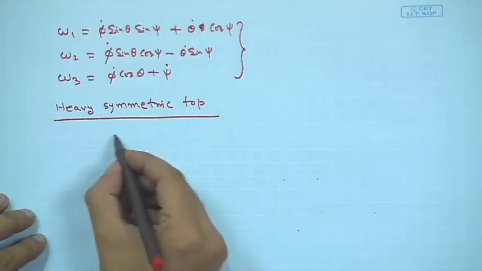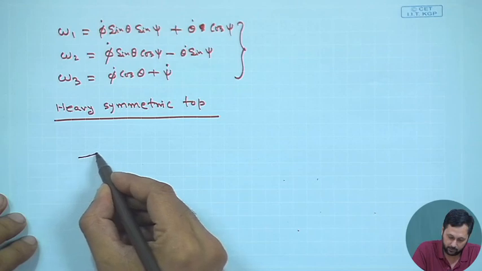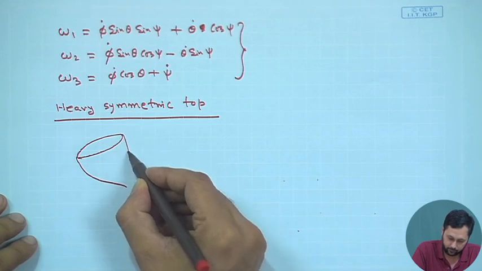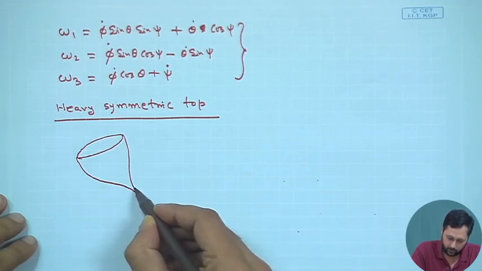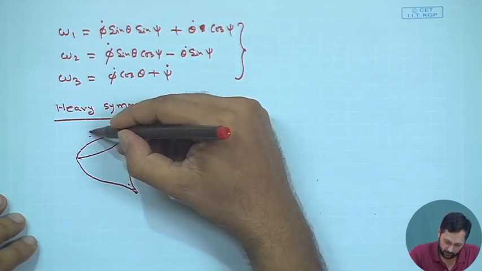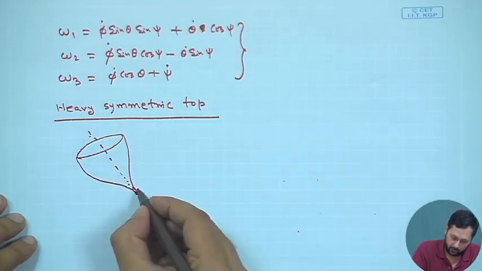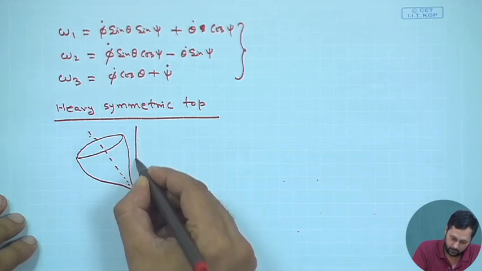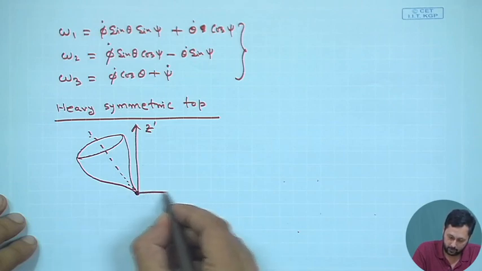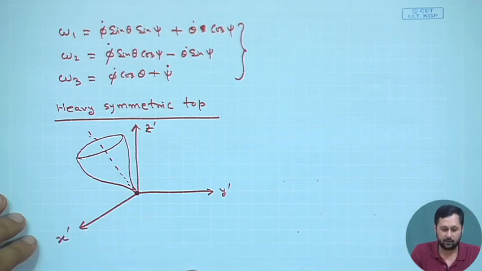So, let us try to draw this situation. Let us take a child's top as a case of a heavy symmetric top and try to write its equations. So, we have this top, which is moving. Let us take this as the axis, and let us take the origin here. So, I set my z prime axis, y prime axis and x prime axis like this.